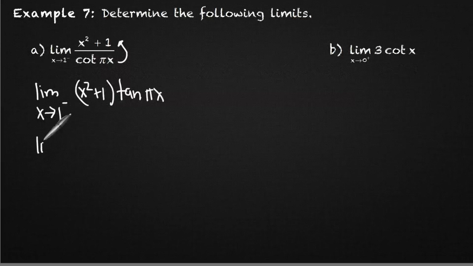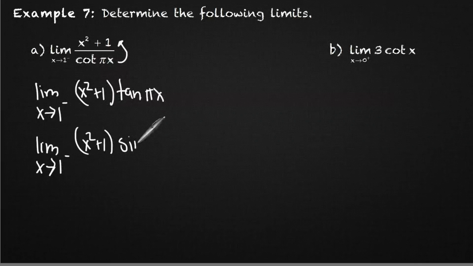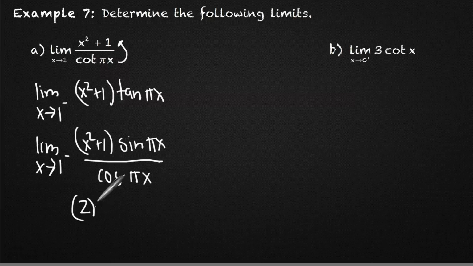And then I'm going to rewrite this again as x squared plus 1 times tangent, which is sine of pi x over cosine of pi x. That way, when I plug in my limit, I can really see what's going on here. So I'm going to plug in 1. 1 squared is 1 plus 1 is 2. So I have 2. And I'm going to plug in 1 into this x.